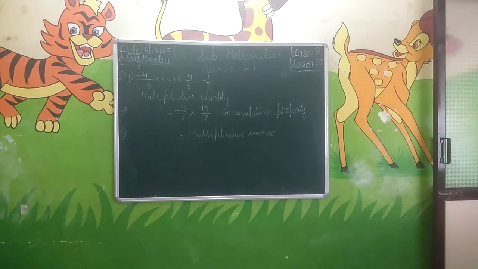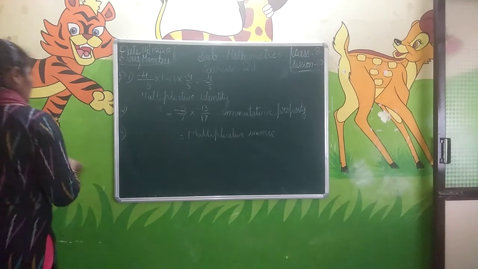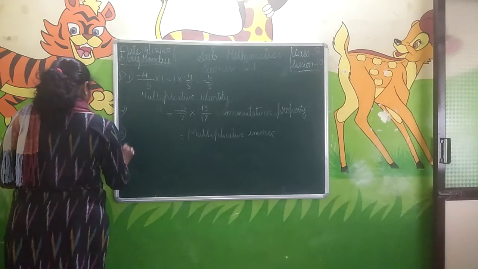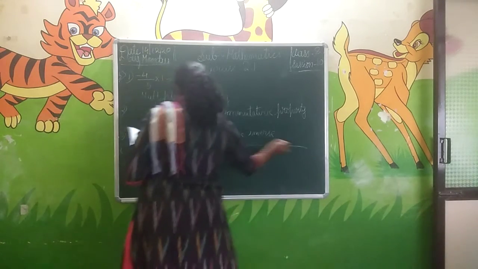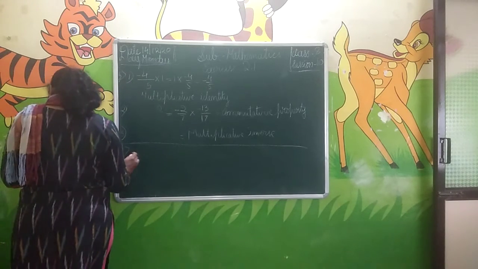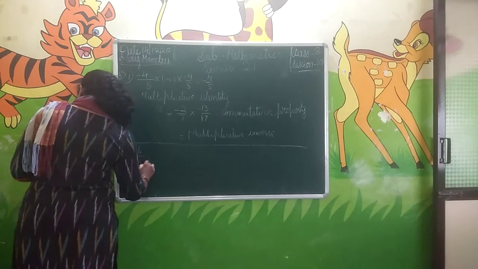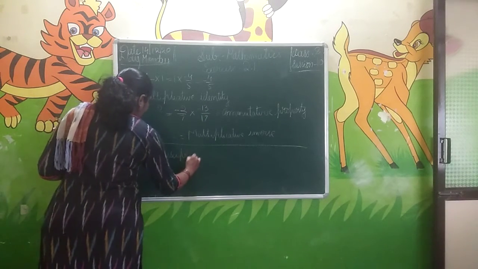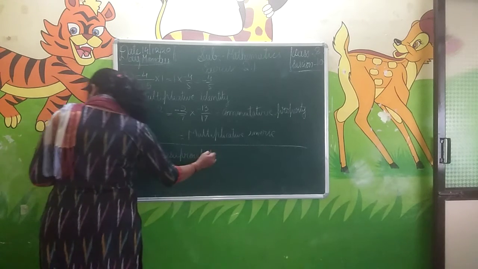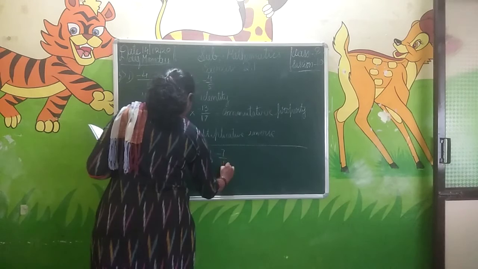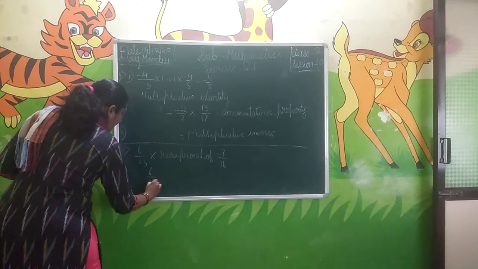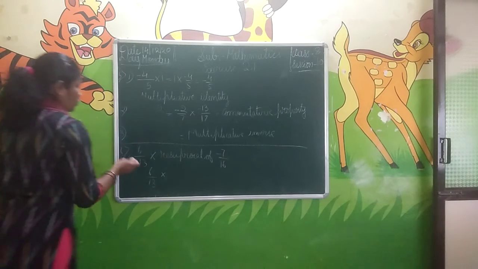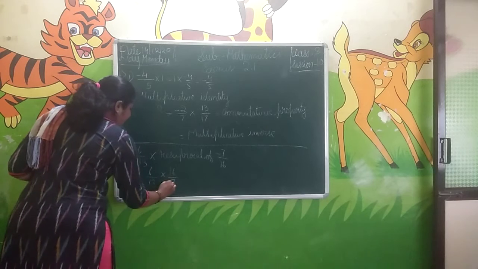Okay students, come to the sixth problem. Multiply 6 by 13 by the reciprocal of minus 7 by 16. We have to multiply 6 by 13 into the reciprocal of minus 7 by 16. What is the reciprocal of minus 7 by 16? We have to take the denominator to the numerator and the numerator to the denominator. So 16 by minus 7.